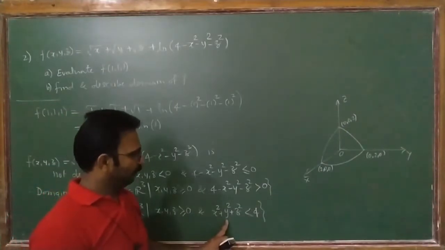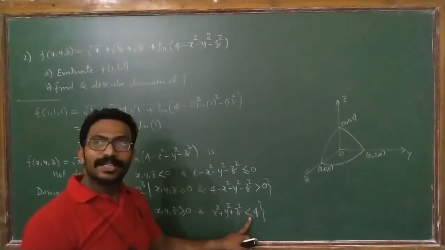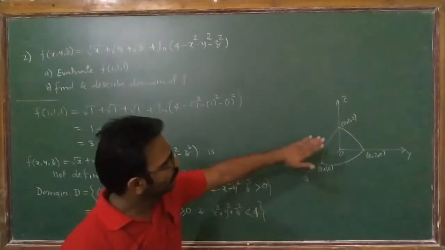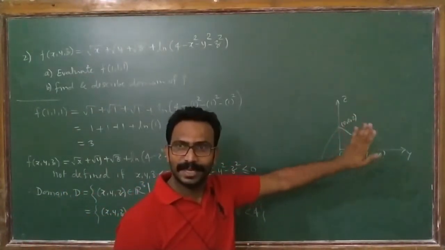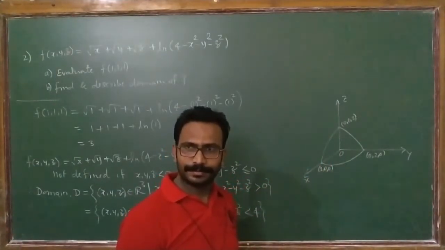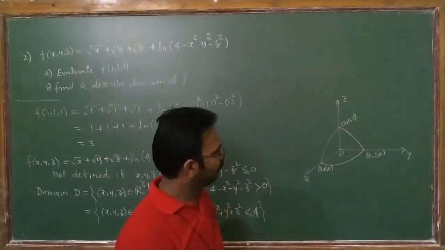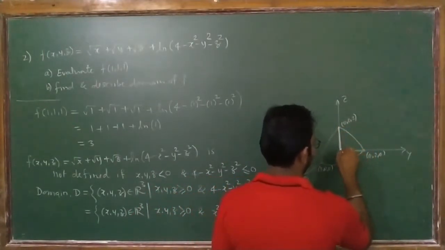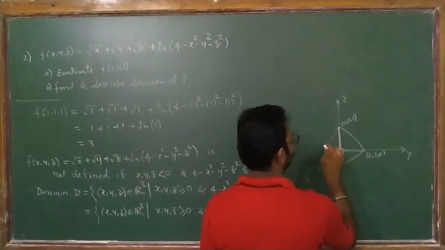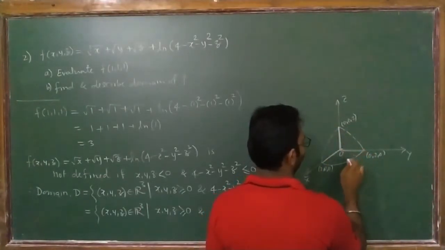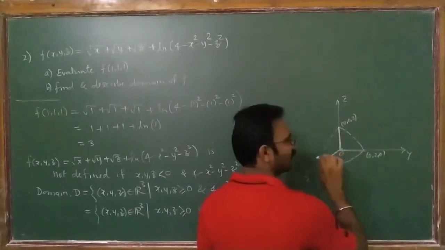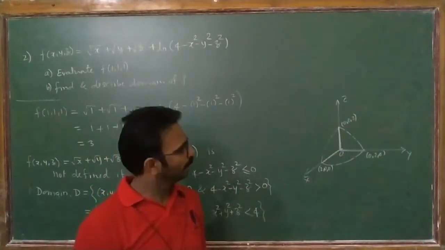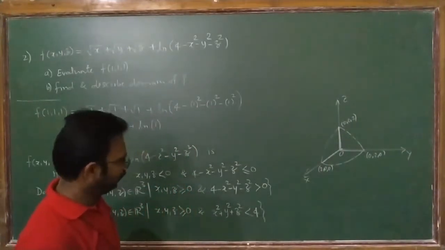but it does not contain the boundary of the sphere. That means this outer surface should not be there. Right? Only the inner part. So its boundary should not be there. Even its upper surface is not there. Right?